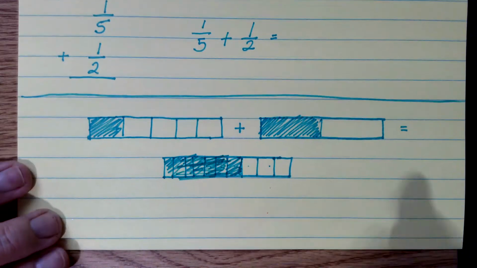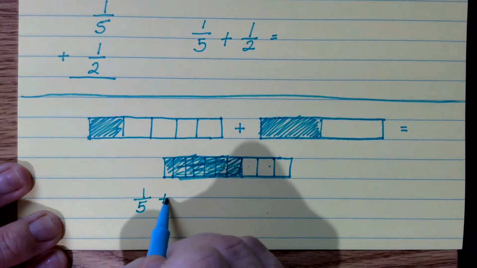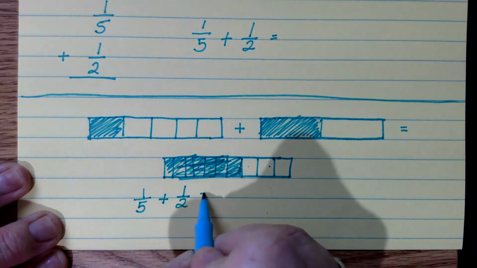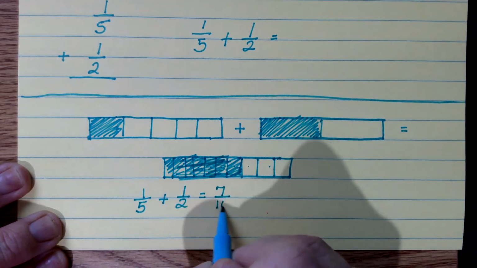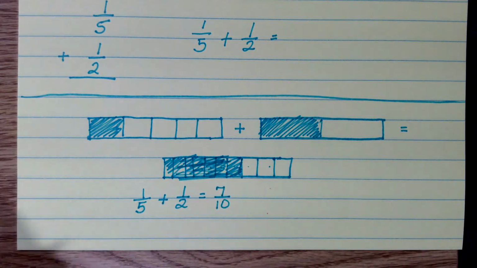So this represents 1/5 plus 1/2 equals 7/10. And the way that we know that is by counting the pieces. So don't forget that they may show you a model to represent the value of the fractions that you are adding together. Even if they show you a model, you have to find the least common denominator.